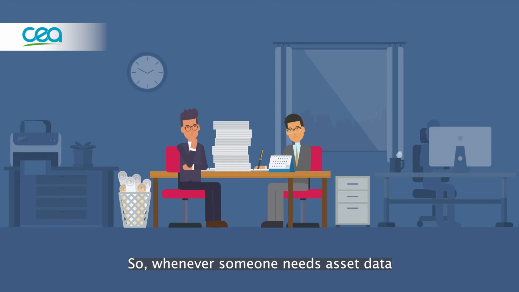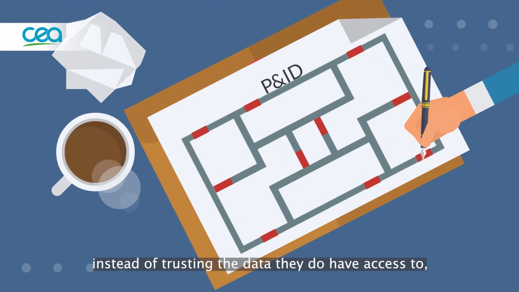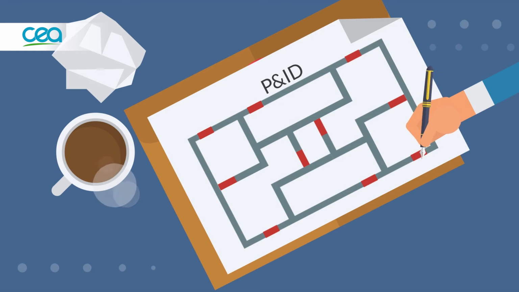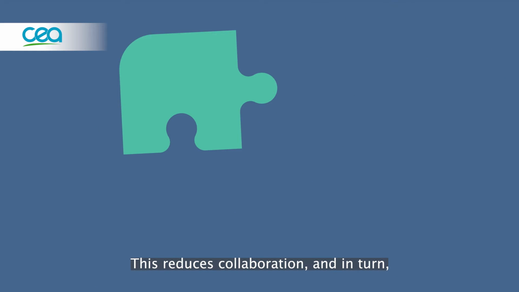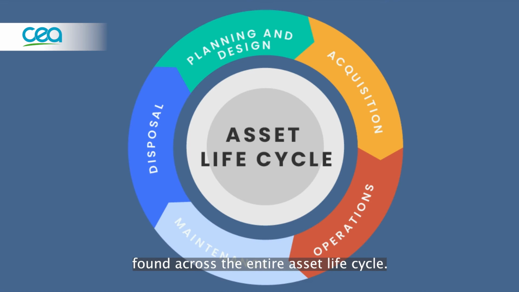data. So whenever someone needs asset data to decide or complete an asset-related task, instead of trusting the data they do have access to, it becomes a necessity to recreate the data. This reduces collaboration and in turn increases the time and money spent on projects found across the entire asset lifecycle.